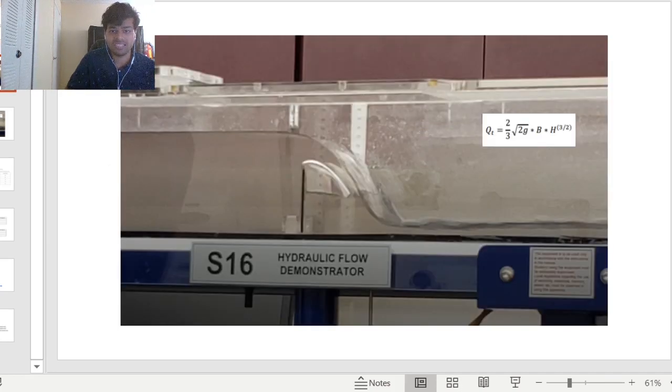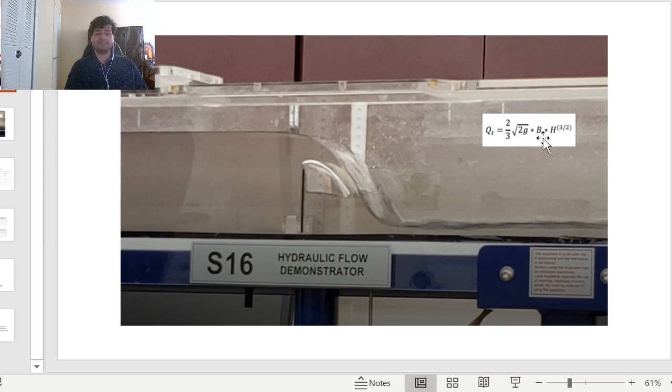This is basically the sharp crested weir. Can you see the weir? This is our sharp crested weir, and the flow profile looks like this. How can we measure the theoretical discharge using this? This is the height of the weir, which is 75 millimeters. From the top of the weir to the top of the free surface, this is called the head of water.